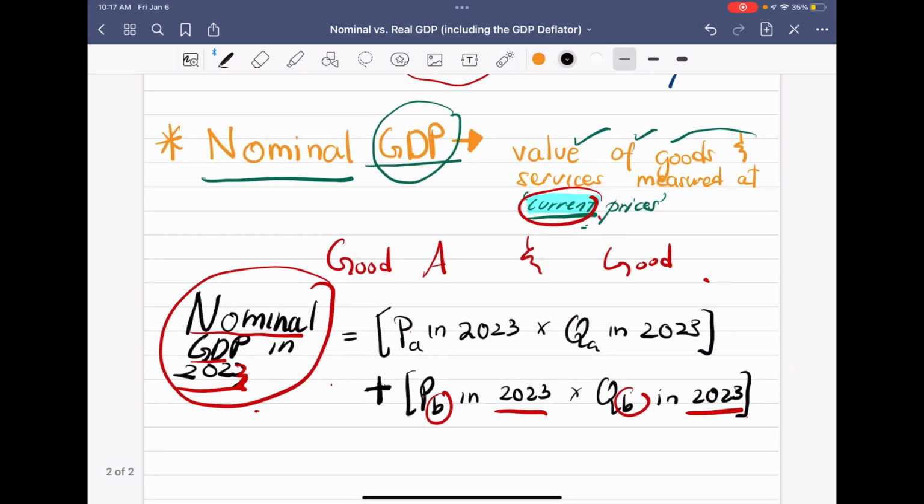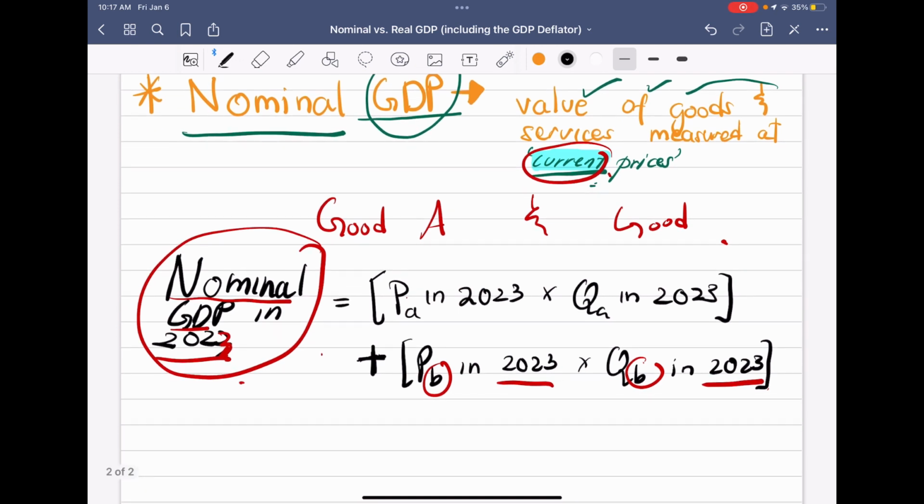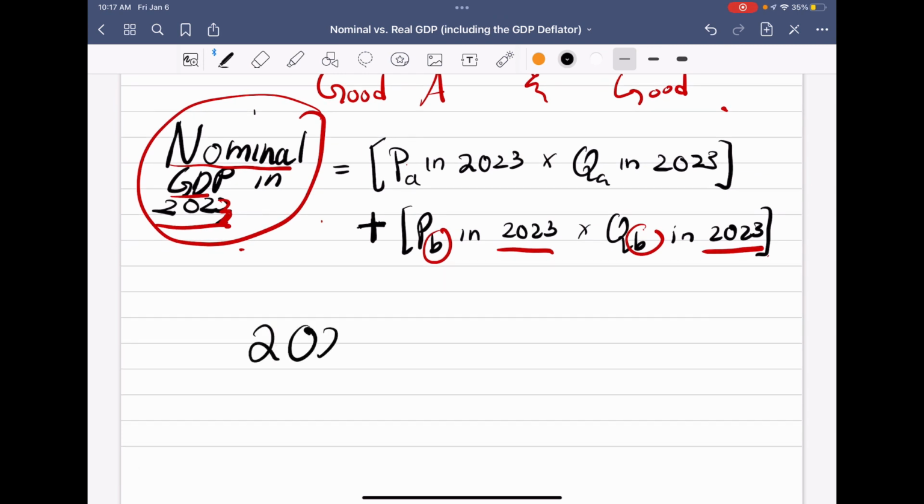But now, after we know it, let's ask, is this a reliable method? Is nominal GDP a reliable method to measure economic performance? Well, the answer is no. It may be misleading. Why? Because if, let's say, we are comparing the nominal GDP of one year, let's say 2022, let's follow this example, and 2023.